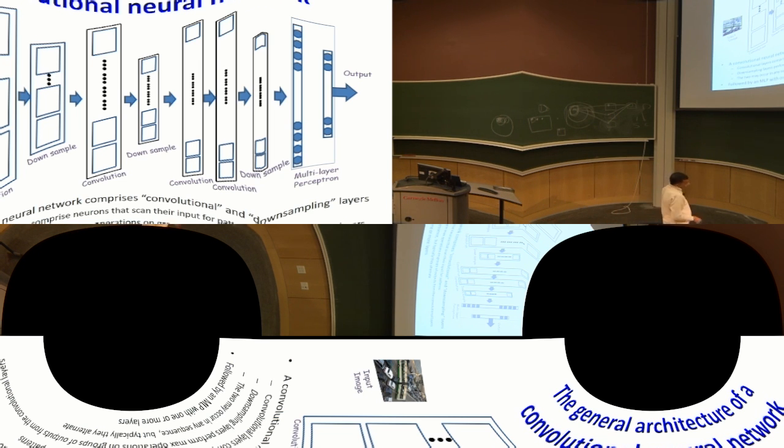Then the C cells, the C layers, are looking at patches of the S cells and picking the max. So as a result, the C cell output was smaller in size than the S cell output. The image reduced in size. There was a downsampling going on. It was not a uniform sampling. You were picking maxes over small groups, but there was a downsampling going on. So these are the convolutional layers, which comprise neurons that scan their input for patterns. And these are the downsampling layers, which perform max operations on groups of outputs from the convolutional layers.